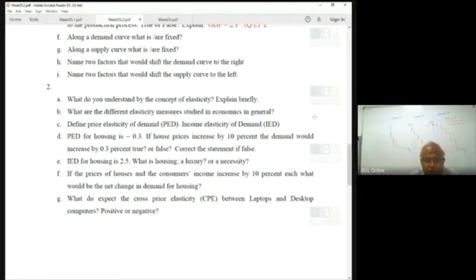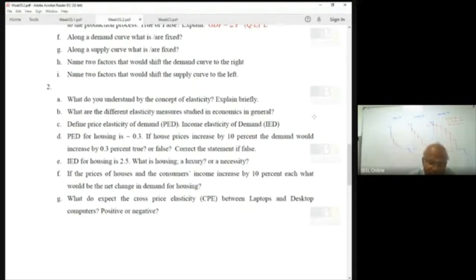Part G. What do you expect the cross price elasticity to be between laptops and desktop computers? Can you answer me? What do you expect? Cross price elasticity between laptops and desktop computers. Positive or negative? Tell me. Go to the CPED note.